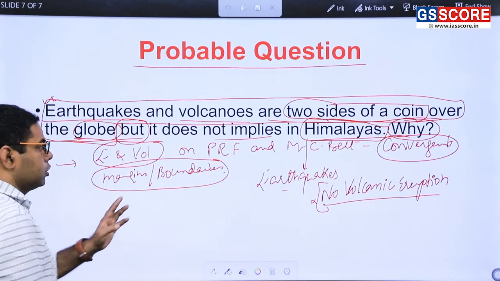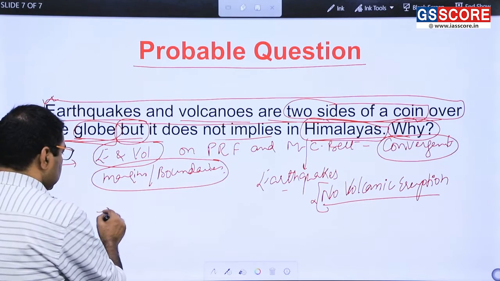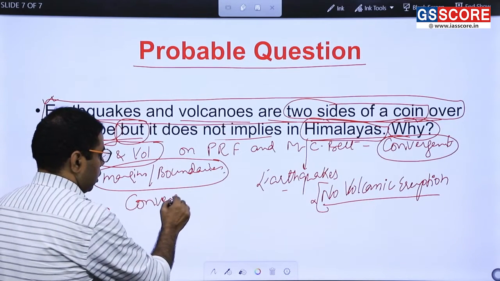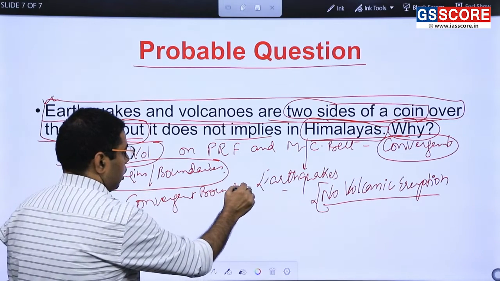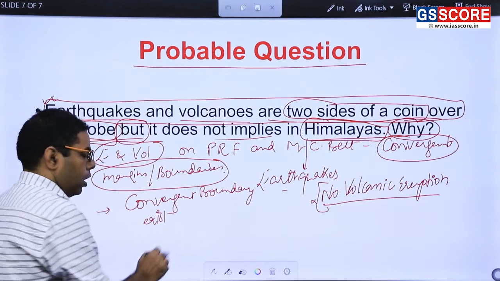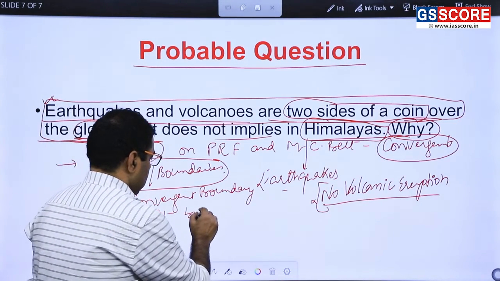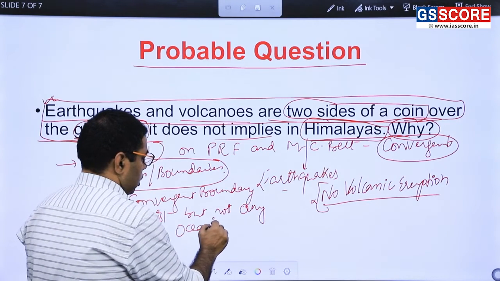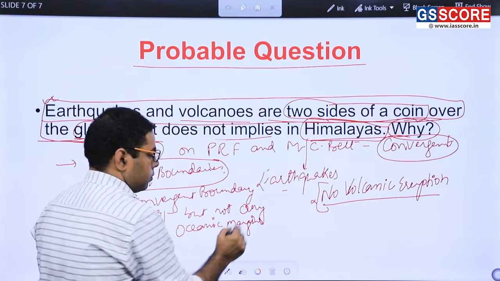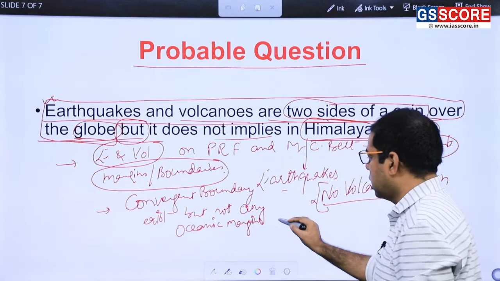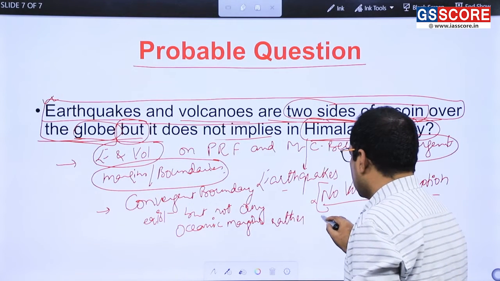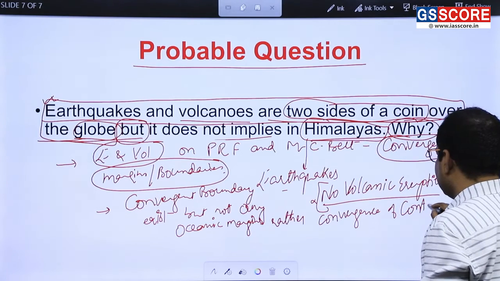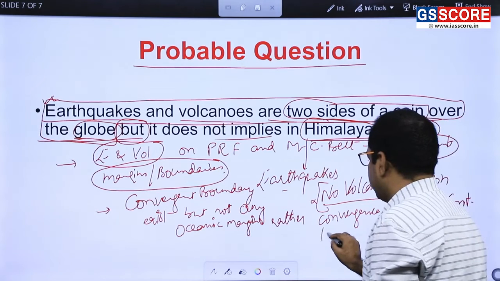Clear? So your answer in this part will start as: along the Himalayas, the convergent boundary exists, but not any oceanic margins; that is rather convergence of continent and continent that takes place.